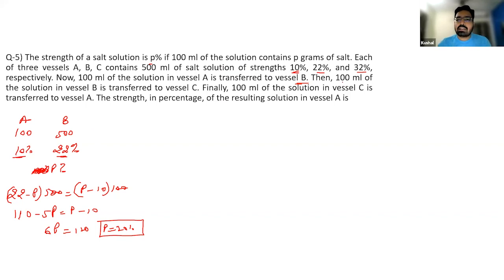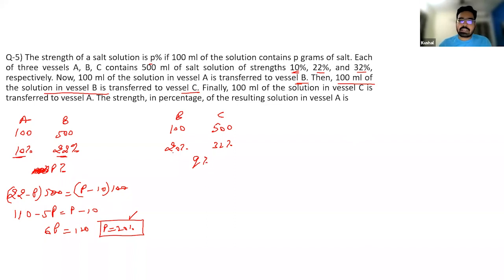Now go further. Then 100 ml from the solution in the vessel B is transferred to the vessel C. So now I'm taking it from B. I'm taking how much? 100 ml, but this 100 ml will be 20% strength, right? Putting it in C. C was 500 ml, right? And C has got a strength of 32%. So let me say that this is Q percentage at the end of it, right?